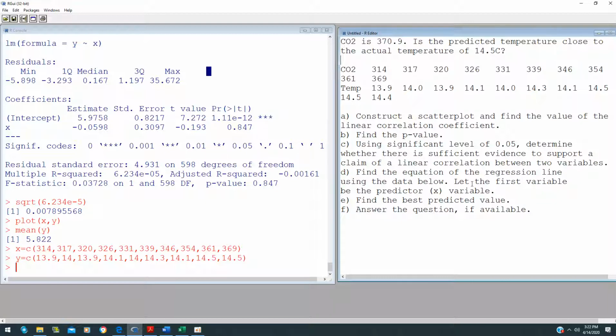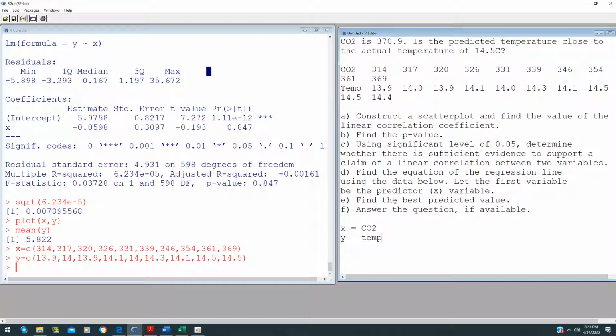Again, your first variable is your x. So in this case, by looking at your data or your table here, your x will be CO2. So that's your first variable. And that means your y in this case will be your temperature. Again, very important to know this. You will get it all wrong if you switch these two around.